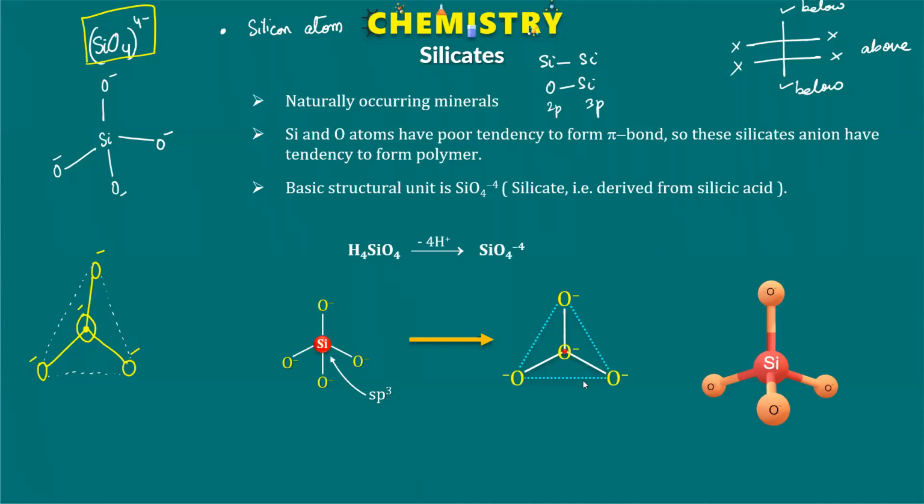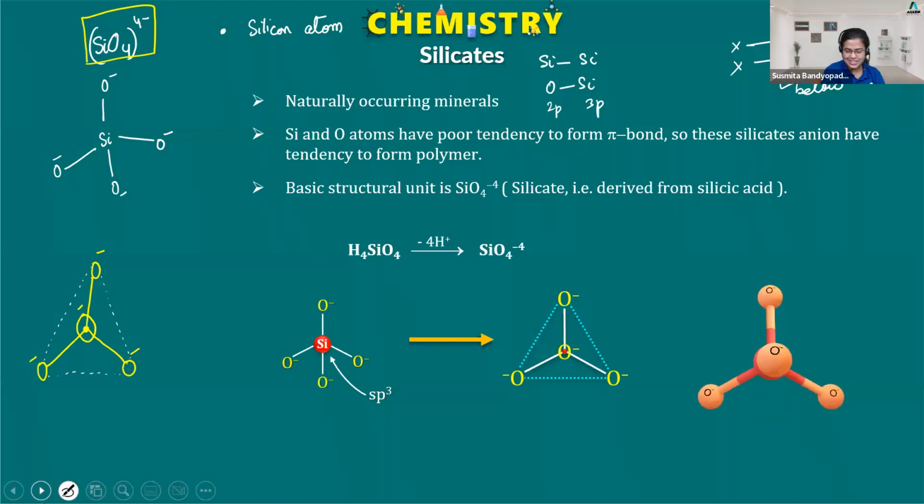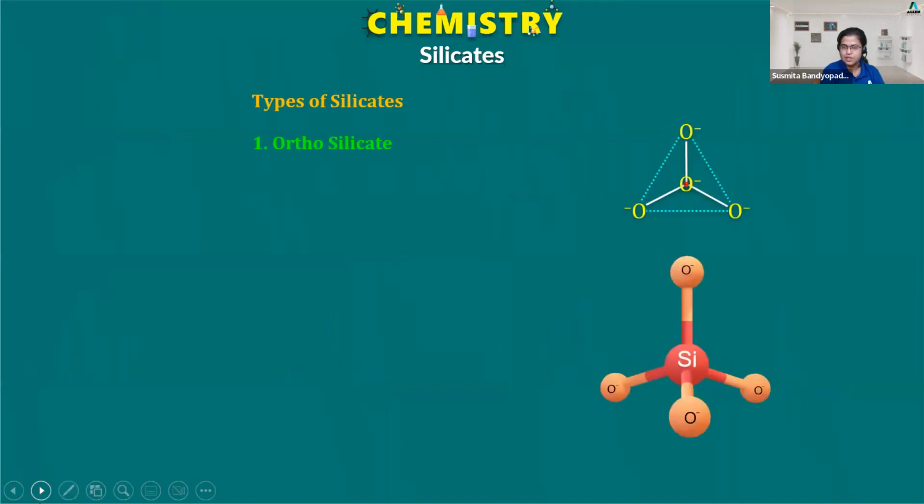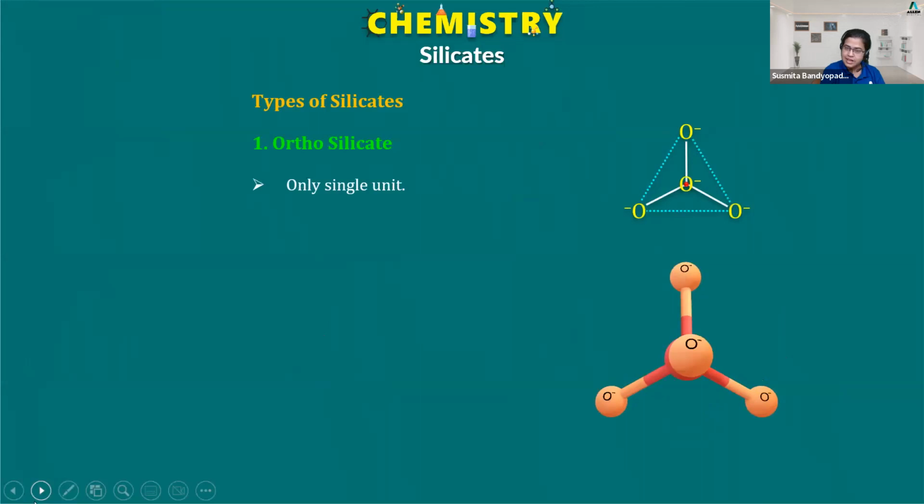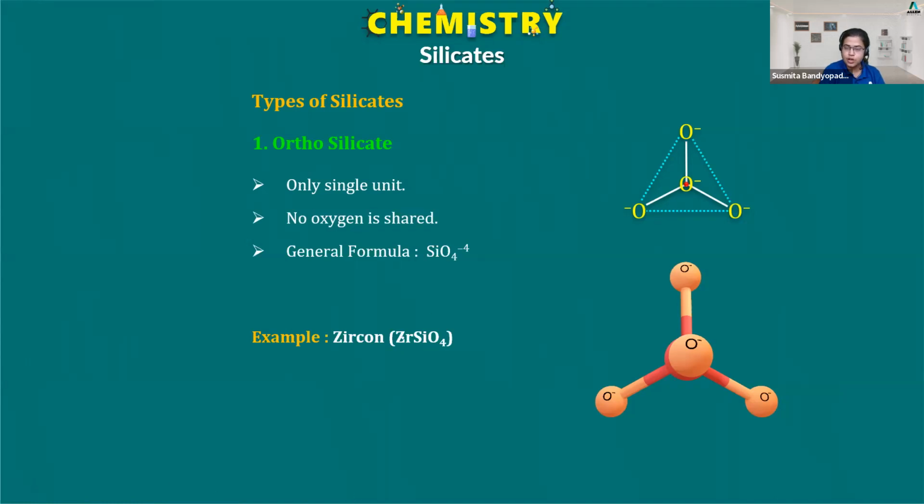Understood, right? Yes, ma'am. But this is the simplest of the basic silicates. And what is its name? Orthosilicic acid. Ortho. Yes, it's orthosilicate. Orthosilicate is what I just now discussed. There's a single unit. No oxygen atom is shared. General formula SiO4 4 minus. Zircon, Zr. Zirconium is plus 4. SiO4 is 4 minus. Simple. Orthosilicate. Try to remember all of them. One or two questions after this I have asked.